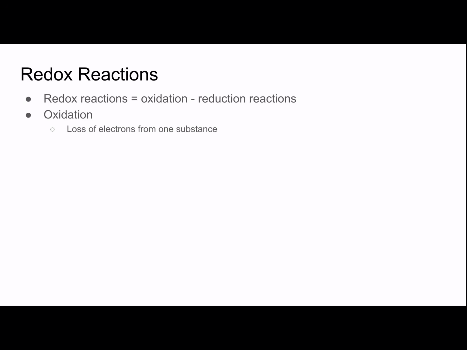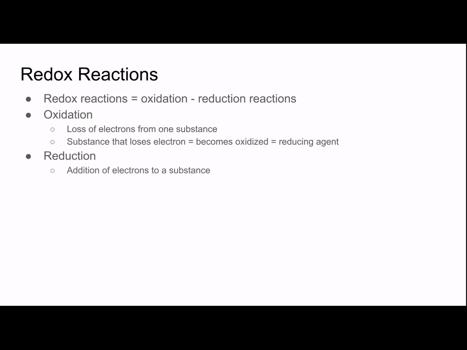Oxidation is the loss of electrons from one substance. The substance that loses electrons becomes oxidized and is also called the reducing agent because it reduces something else. Reduction is the opposite. It's the addition of electrons to a substance, and it's called reduced because it becomes less positive. The substance that gains the electron becomes reduced and is also the oxidizing agent.